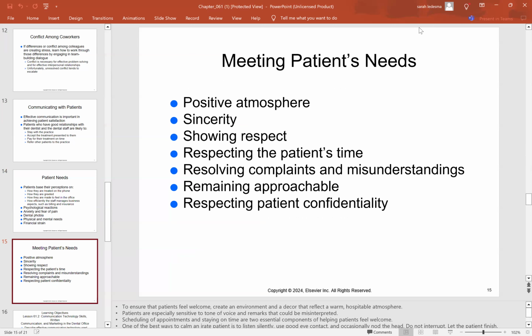Patients would like to have a positive atmosphere and sincerity. They like to be shown respect, including respect for their time, and quickly resolving complaints and misunderstandings. They want a staff who is approachable and, of course, respects and maintains patient confidentiality.